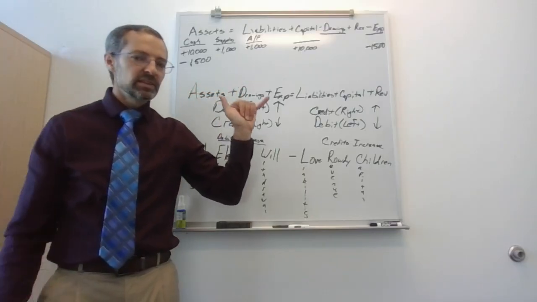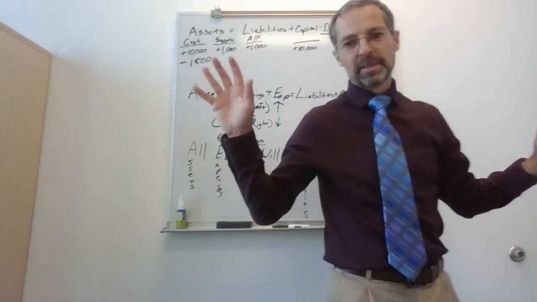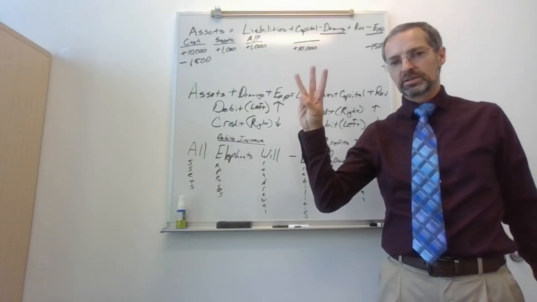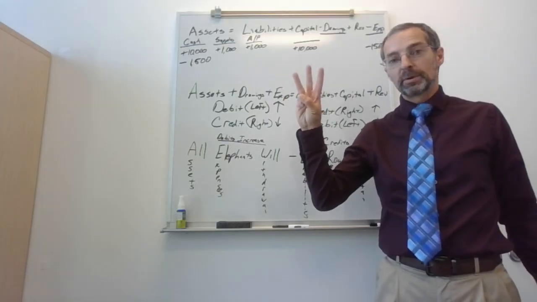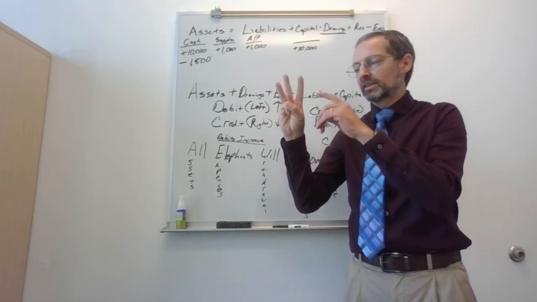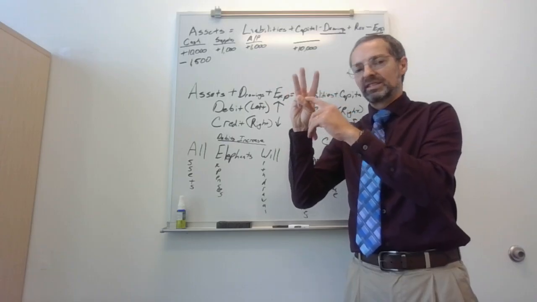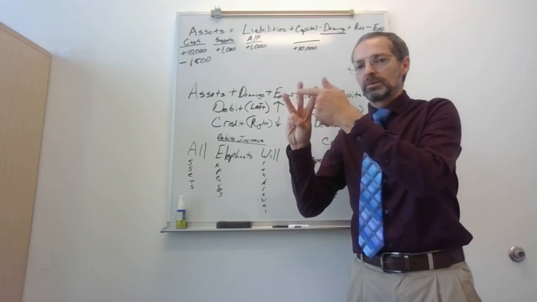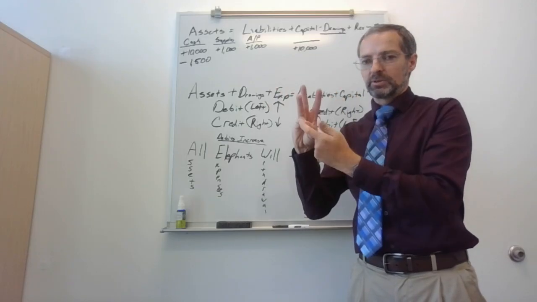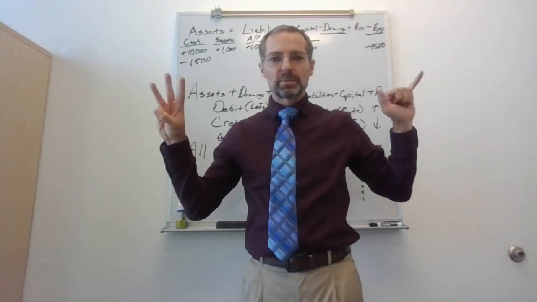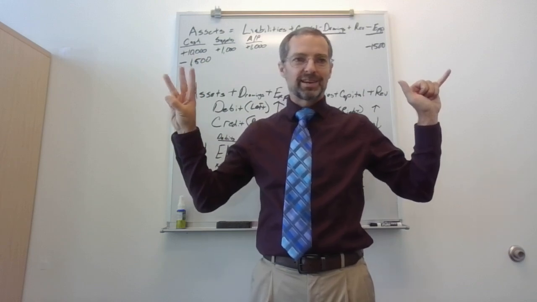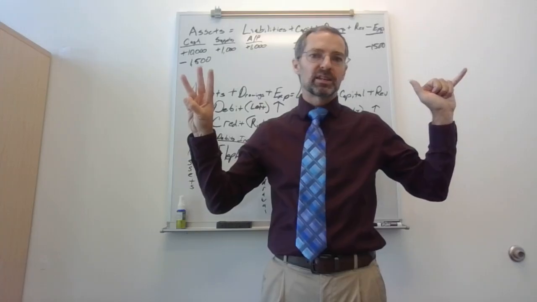And now hold up your right hand, and we'll do just the opposite. We'll just hold up three fingers, and this is still ALORE, so credits, or my right hand, credits decrease assets, increase liabilities, increase owner's equity, increase revenues, decrease expenses. So if I can remember this, my left hand is my debit hand, and my right hand is my credit hand, so you can remember it that way as well.